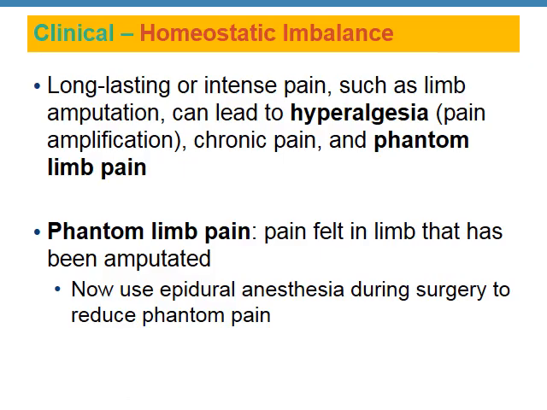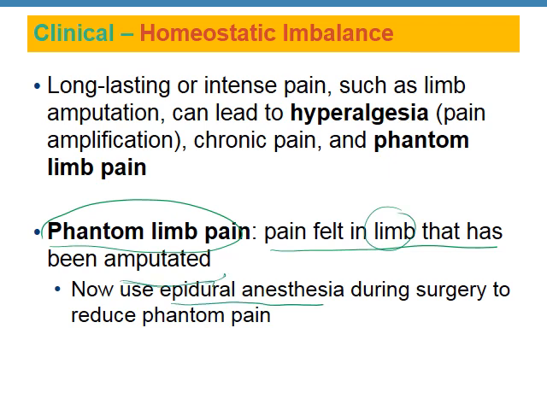There are some interesting phenomena that can occur. This one specifically, phantom limb pain. This is where the person is experiencing pain in the limb that's been amputated. Now they'll use an epidural anesthesia in surgery, and they see that it is reducing phantom pain. Remember, when you anesthetize a nerve, that's 100% off, if you will. So you've completely turned that nerve off before you do the amputation, and that seems to reduce the phantom pain.